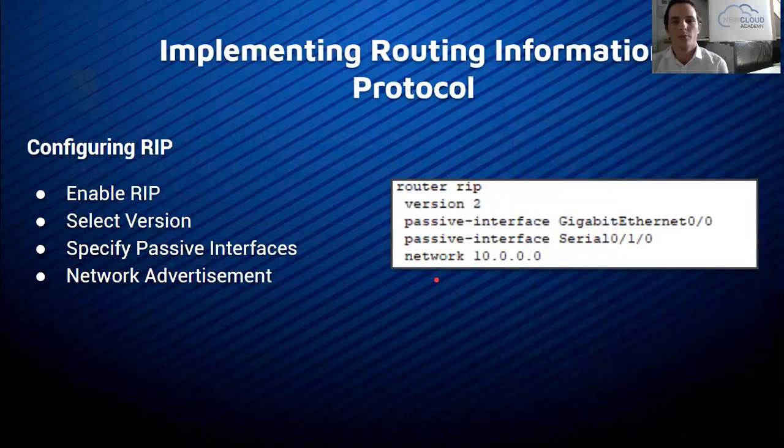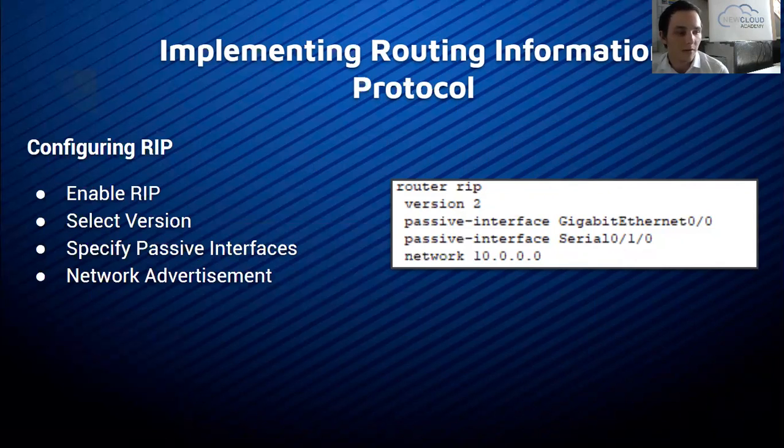Right, implementing Routing Information Protocol, which is RIP for shorthand. There are 4 steps we take when configuring RIP. First, we use the command router rip, followed by the command version 2. This enables RIP version 2 on our router. Next, we specify passive interfaces. This stops multicast updates from going out the interface. However, updates from other RIP speaking neighbors are allowed. Lastly, we specify which networks to advertise with the network command.